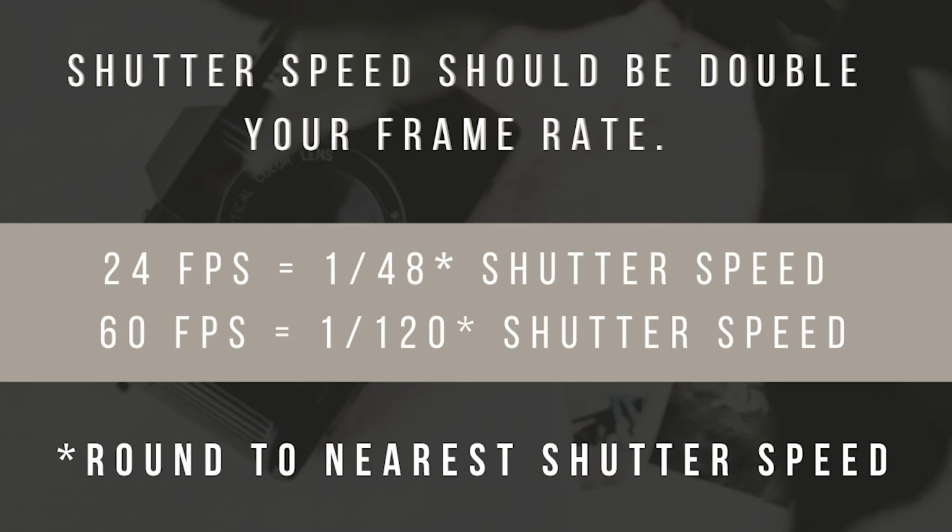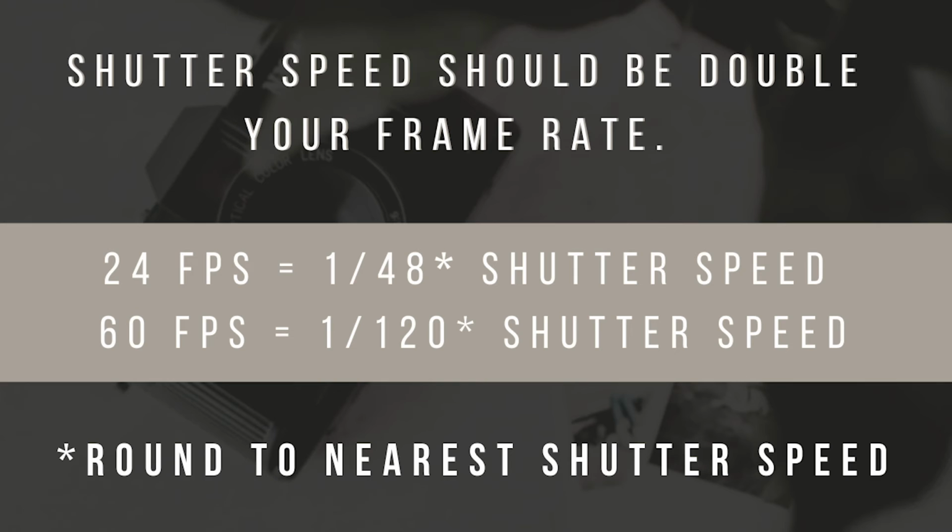So if you are shooting in 24 frames per second, double 24 is 48. Now, most cameras don't have 1/48th of a second as a shutter speed. They have 1/50th. So you will set your camera to 1/50th for your shutter speed. It's the closest number there is to 1/48th, and that's fine. It still works. So if you're shooting in 60 frames per second, it would be 1/120th of a second. See how that works?